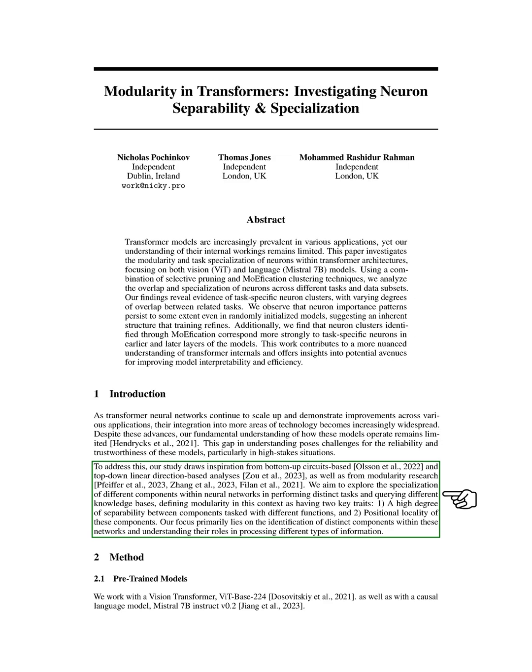Our goal is to investigate how different parts of neural networks specialize in specific tasks and access different knowledge bases. We define modularity as having two main characteristics: a clear separation of components with different functions and the close physical arrangement of these components.